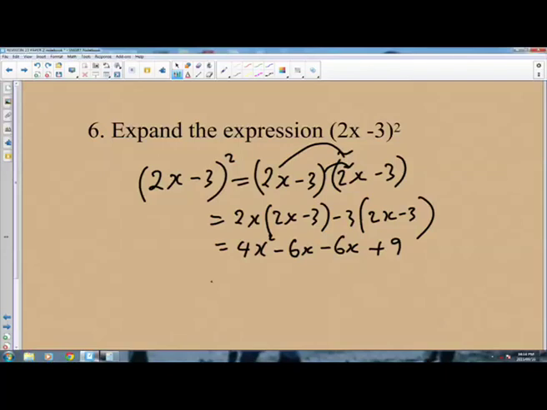So this will be equal to 4x squared, −6x − 6x is −12x, plus 9. So this is simply saying, when we open up the brackets from (2x − 3) all squared, you are going to get 4x squared − 12x + 9. All that you need to do is to multiply (2x − 3) by itself two times.